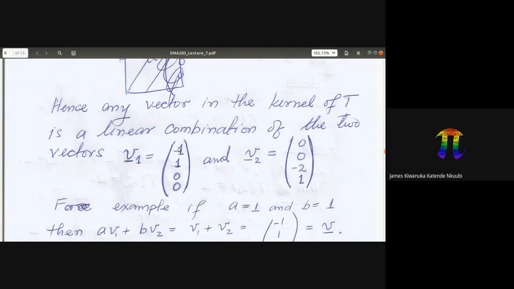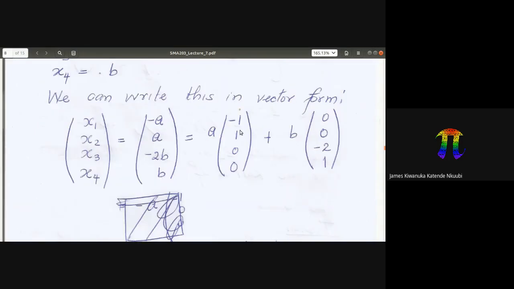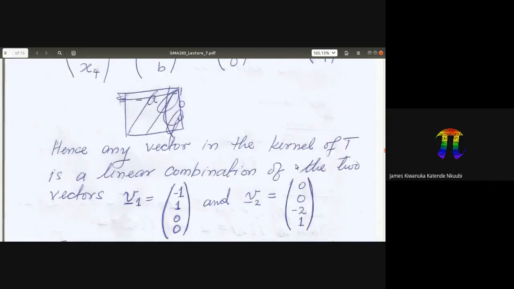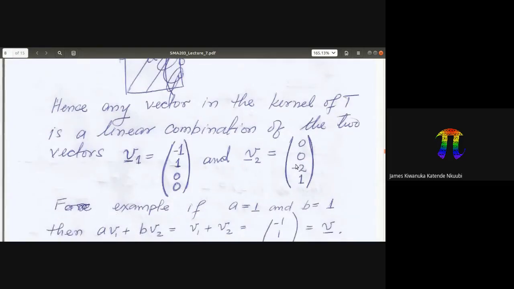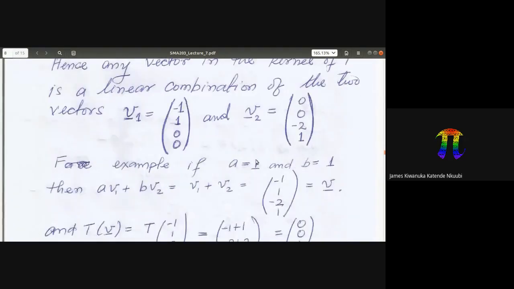So we have seen again here that any vector in the kernel, the way it is written out here, must be a linear combination of these two vectors, right? So it means the kernel is equal to the span of these two vectors, because all linear combinations of these two vectors will be in the kernel. And therefore, again, the kernel here is a subspace of R4.